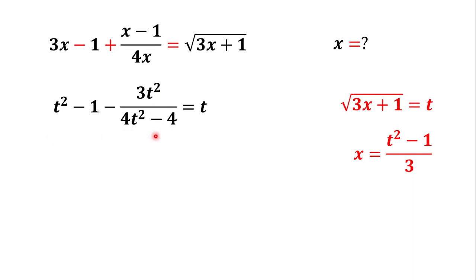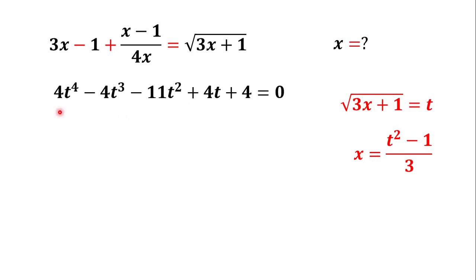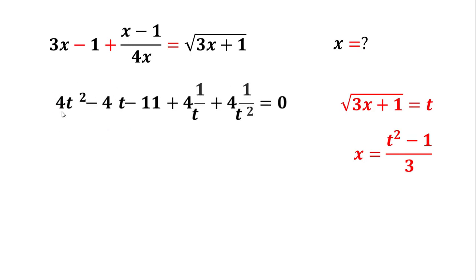Now we can multiply both sides of this equation by 4 times t squared minus 4, and we're going to get this equation. We suppose t is greater than 0, and we can divide this equation by t squared. So we're going to get 4 times t squared minus 4 times t minus 11 plus 4 times 1 over t plus 4 times 1 over t squared equals 0.